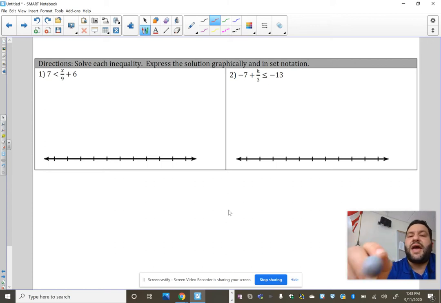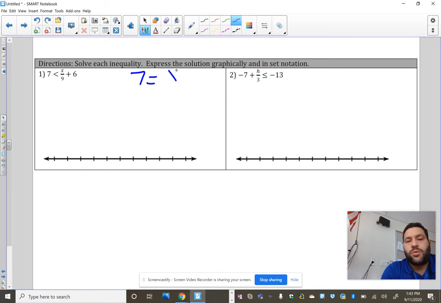Let's take a look at solving inequalities. Now, inequalities are very, very much like equations. Take a look at number one. If I had given you the problem 7 equals x over 9 plus 6, what would you do?